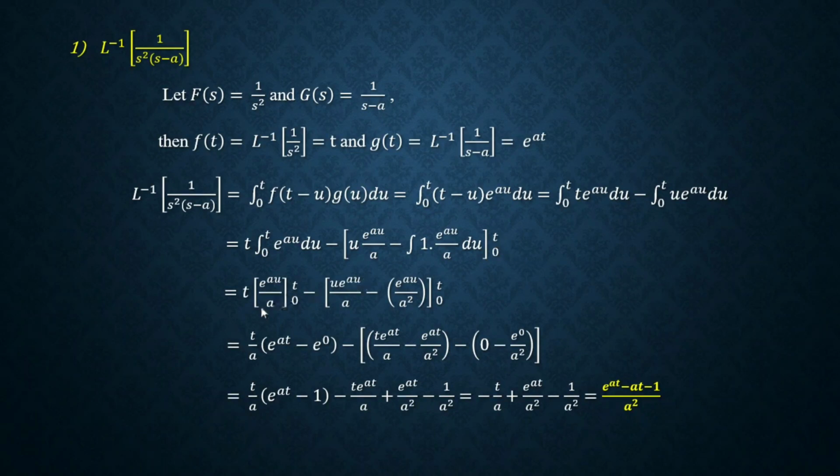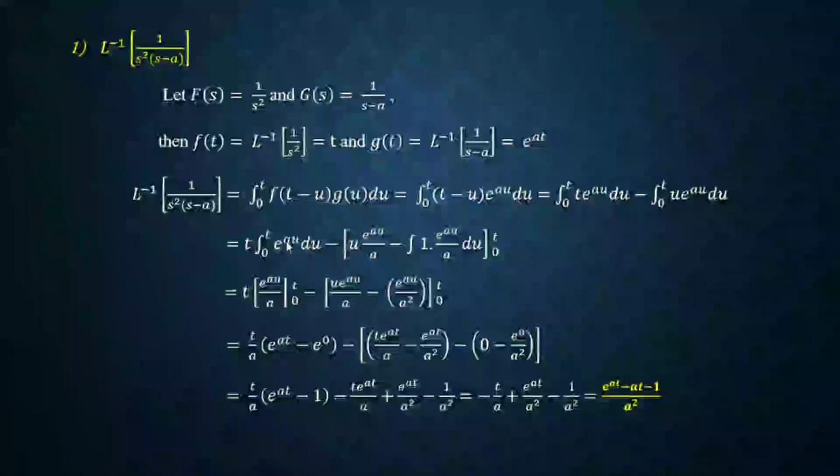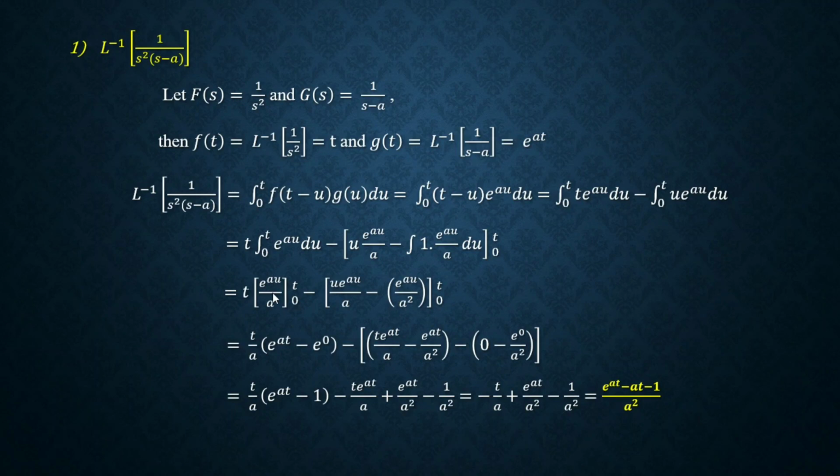Now t integral of e raised to au is e raised to au by a. So t e raised to au by a within the limits 0 to t minus u e raised to au by a minus, now here we have to take the integral of e raised to au again. So it becomes e raised to au by a. So in the denominator we will have two a's. So a into a becomes a square.